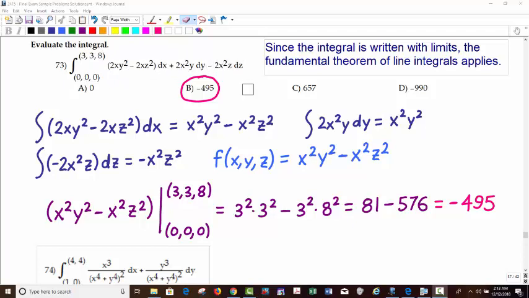But actually using the fundamental theorem of line integrals I think would be a bit easier, which means we know there's going to be a conservative function. So you integrate the first part with respect to x, and you'll get x squared y squared minus x squared z squared. Integrate the middle part with respect to y. So 2x squared y becomes x squared y squared. And integrate the last part with respect to z. And you'll have, so the negative comes with it, so negative x squared z squared.